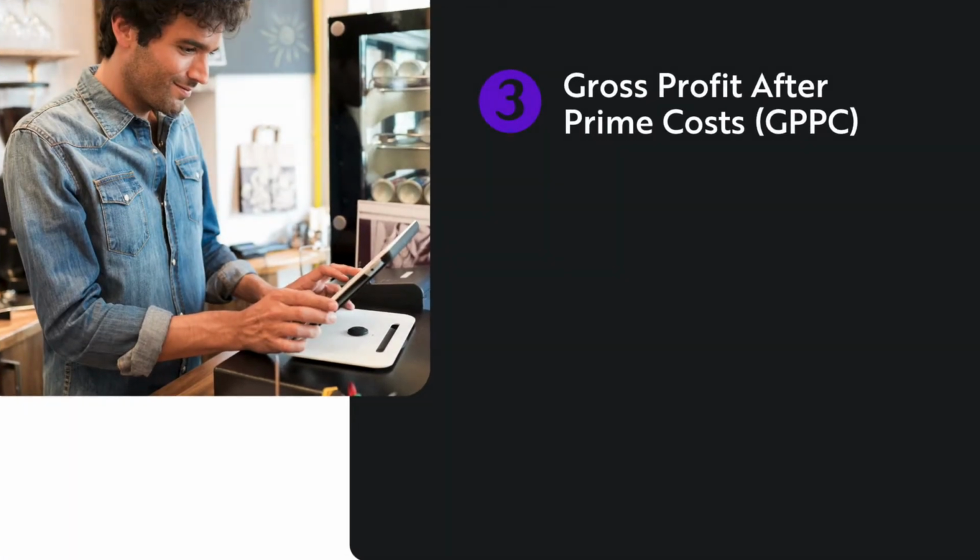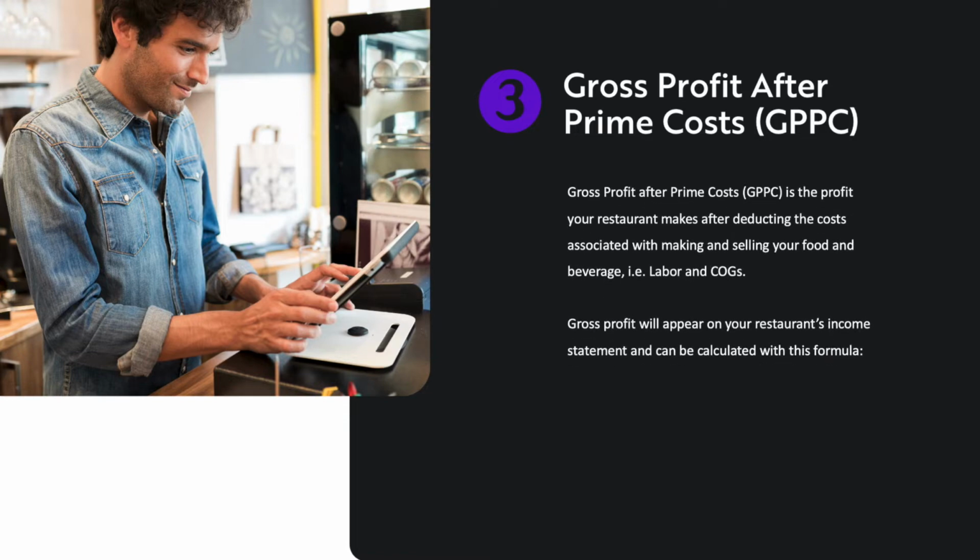Next is gross profit after prime costs, GPPC for short. Gross profit after prime costs is the profit your restaurant makes after deducting the costs associated with making and selling your food and beverages, i.e. labor and those costs of goods we talked about earlier. Gross profit will appear on your restaurant's income statement and can be calculated with this formula: your revenue minus your cost of goods sold minus the total labor.